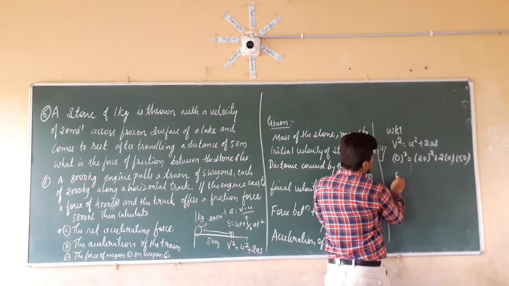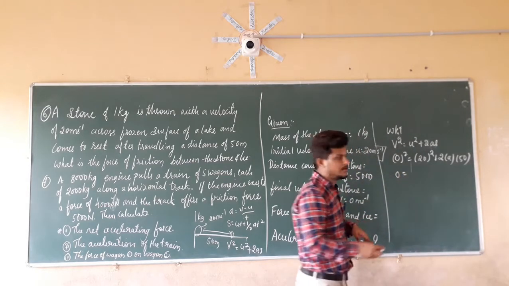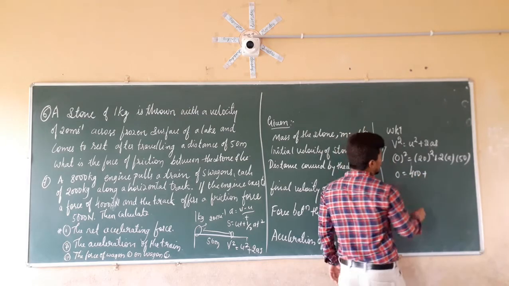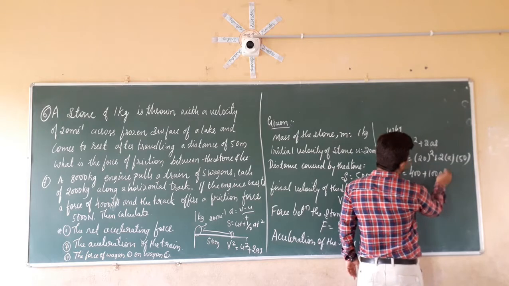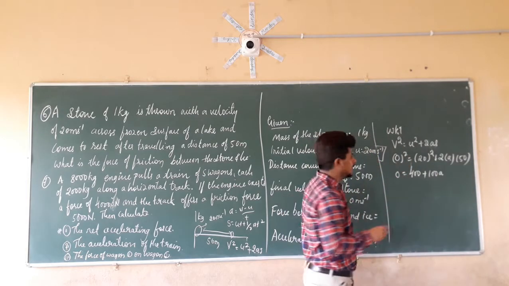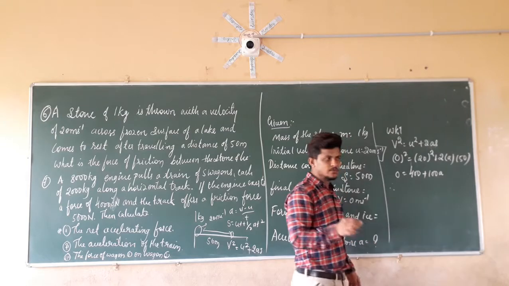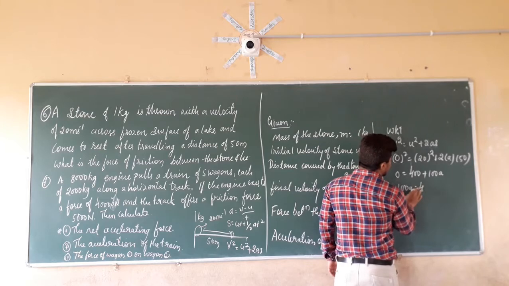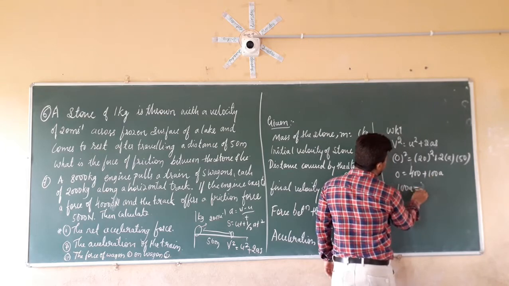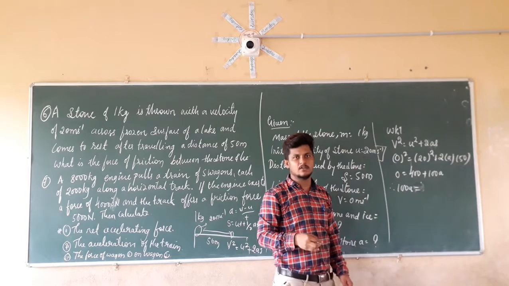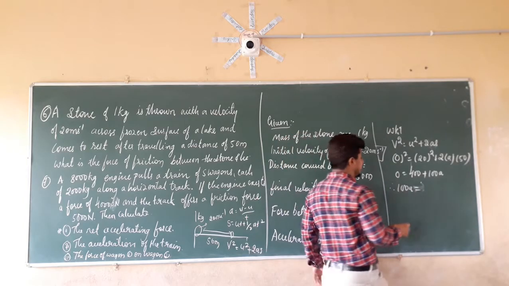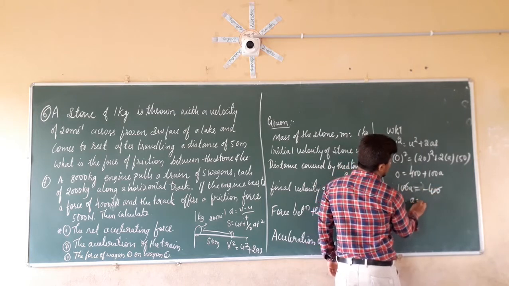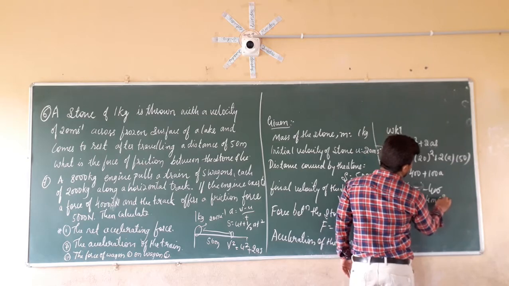So 0 equals 20 square, which is 400, plus 2 into a into 50, which is 100a. Right? Therefore, I am going to take the unknown value one side and known value one side. So 100a equal to minus 400. 0 0 get cancelled. Therefore a is equal to minus 4 meter per second square.